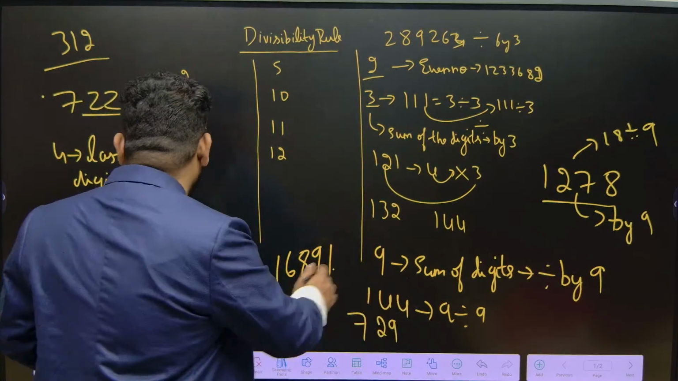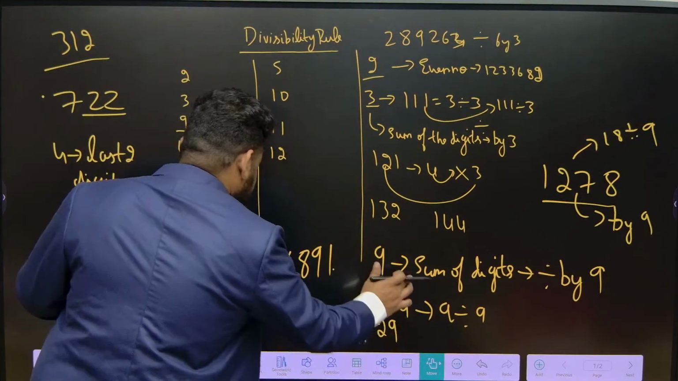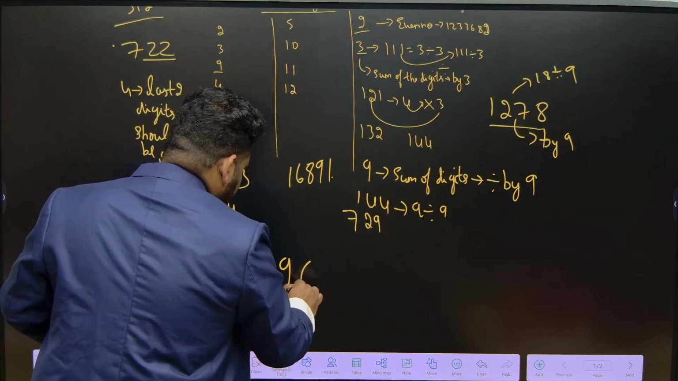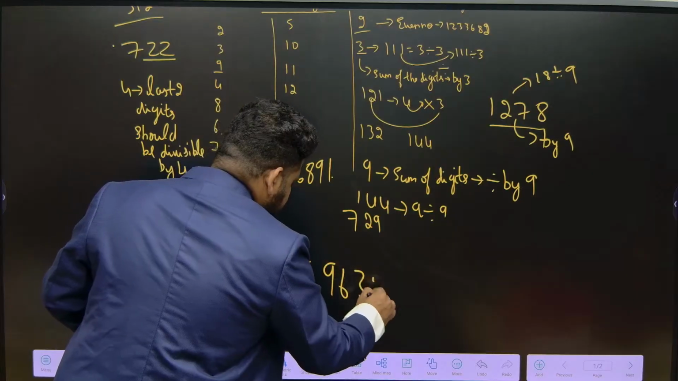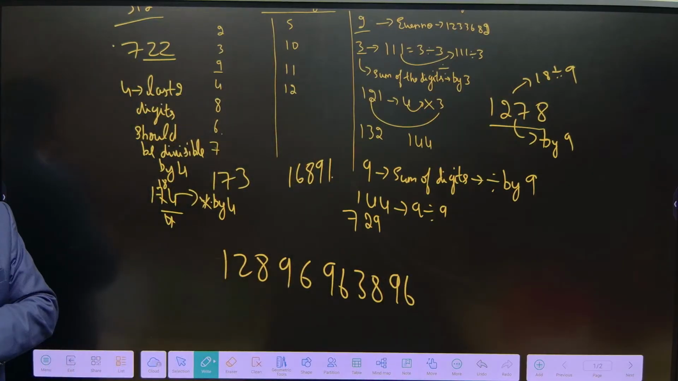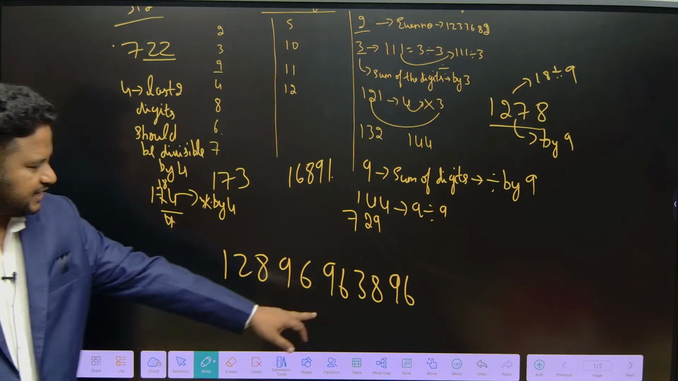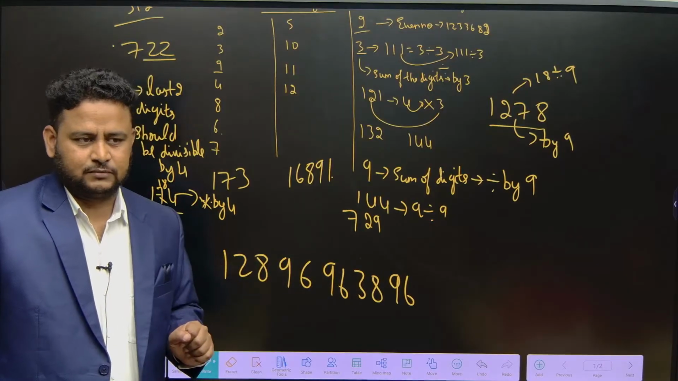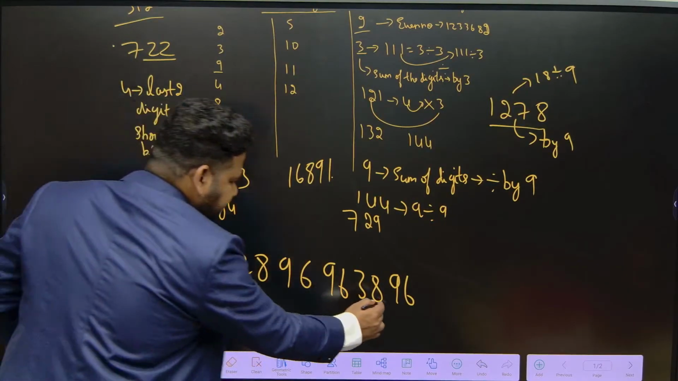Suppose I give another example. Let us take one more example. See here. Is this entire number divisible by 4? Why? Because this 96 is divisible by 4, so this entire number is divisible by 4. Now, I hope it is clear for you when it comes to 4.